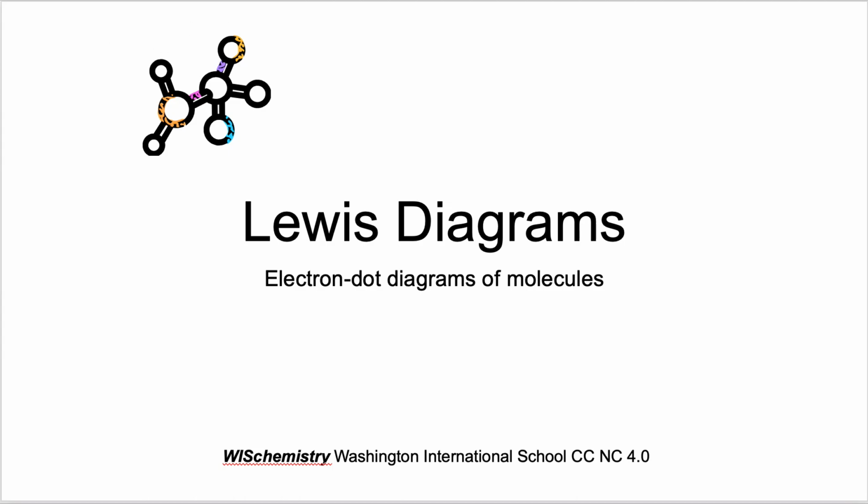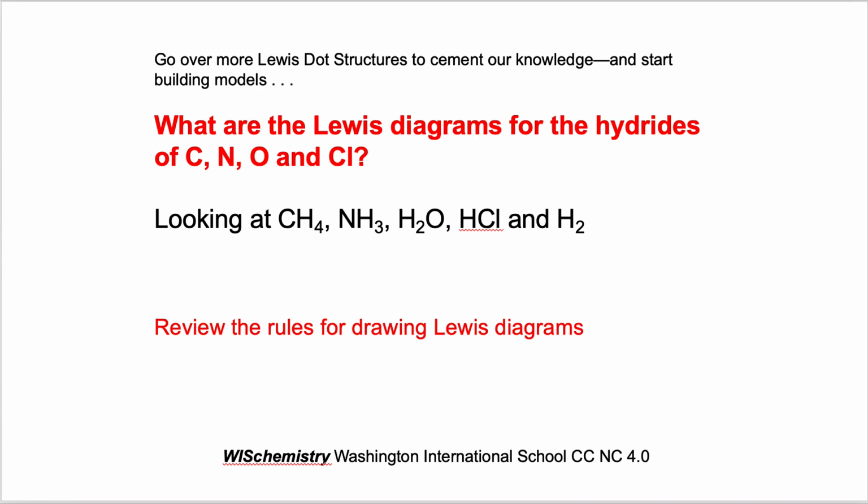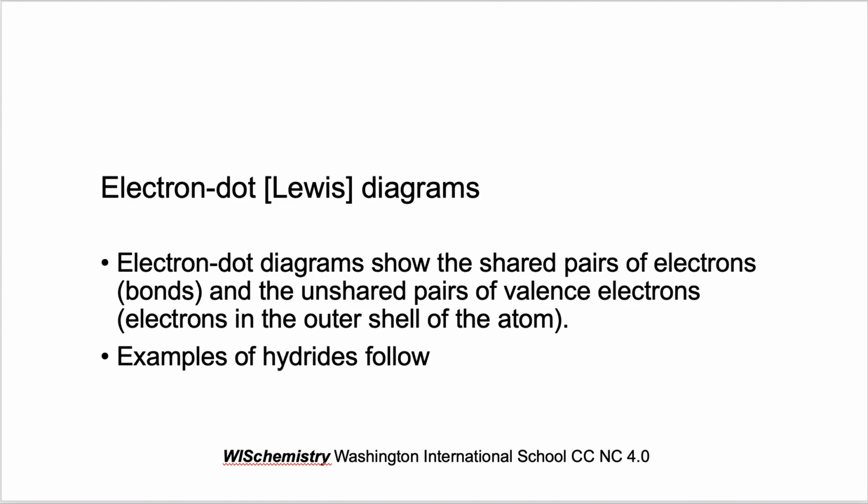Today we're going to look at Lewis diagrams and electron-dot diagrams of molecules and also of a formula unit. So we're going to start off looking at diagrams for hydrides of carbon, nitrogen, oxygen and chlorine. And so you've got the formulas there because you have to know the formulas before you start. And the electron-dot diagrams will show shared pairs of electrons, the bonds between atoms, and the unshared pairs of valence electrons that aren't taking part in bonding.